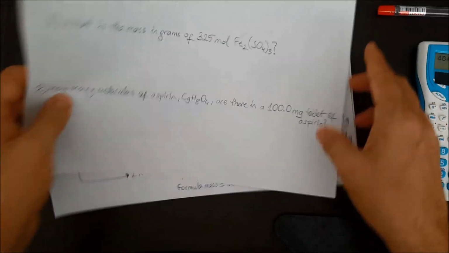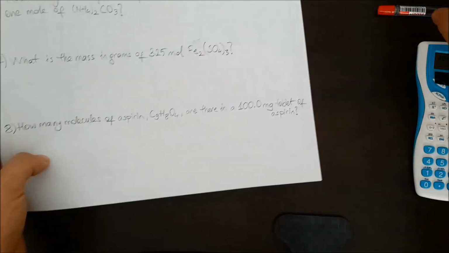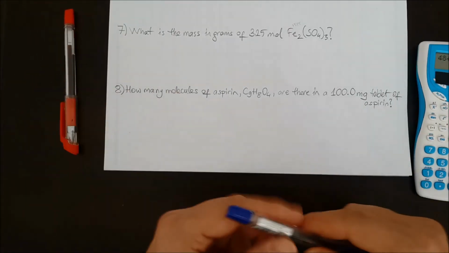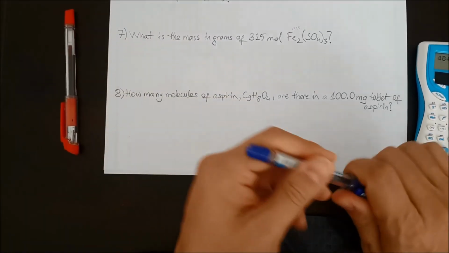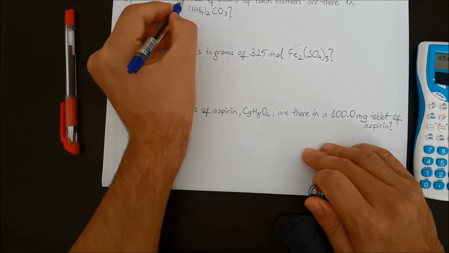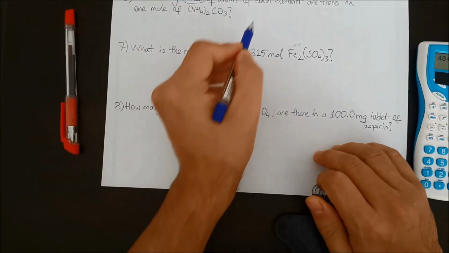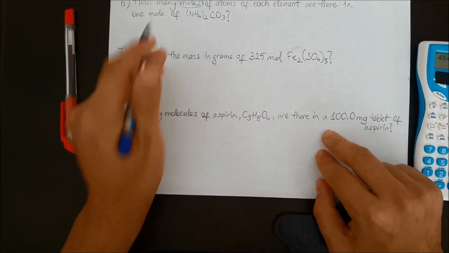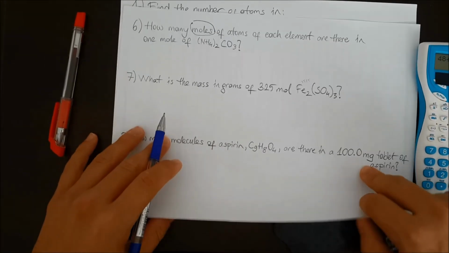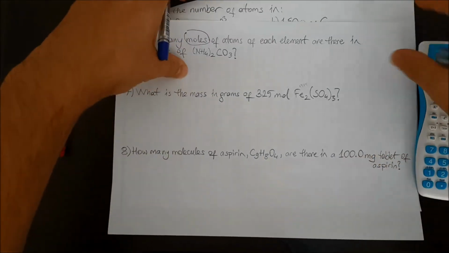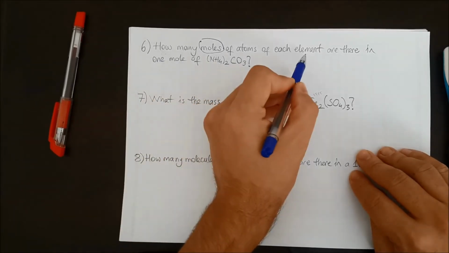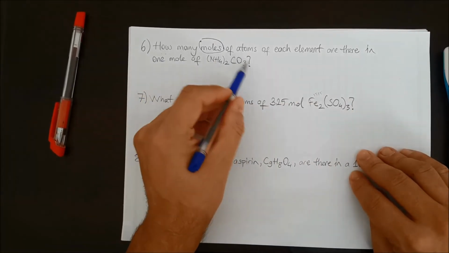And now let's continue with the solution of question 6. We have 3 questions left. How many moles of atoms? Look, the question is to find the moles of atoms of each element in 1 mole of ammonium carbonate. Let me read the question again. How many moles of atoms of each element are there in 1 mole of ammonium carbonate?